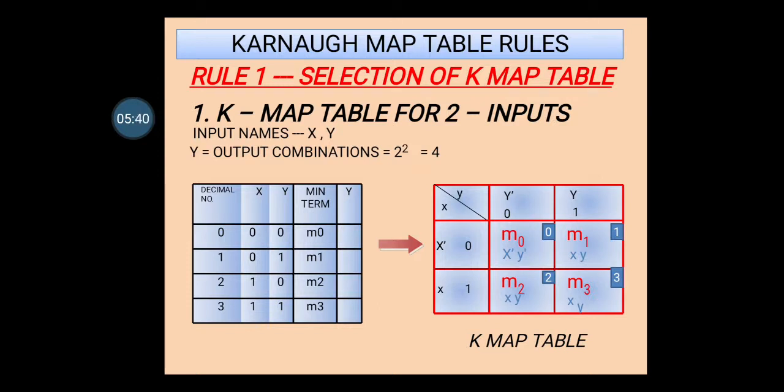So this truth table is arranged in a K-map table, and in each K-map table, every cell is given its number. This is called the cell number. It is very important. Yet we haven't substituted anything inside the cell. We have to substitute the output in the cell. That we'll see later on. So this is the K-map table for 2 inputs.